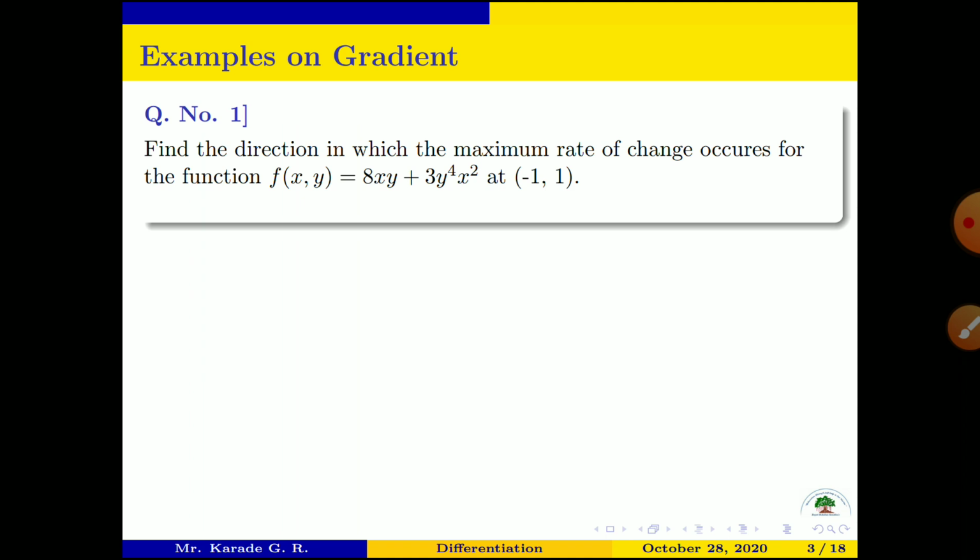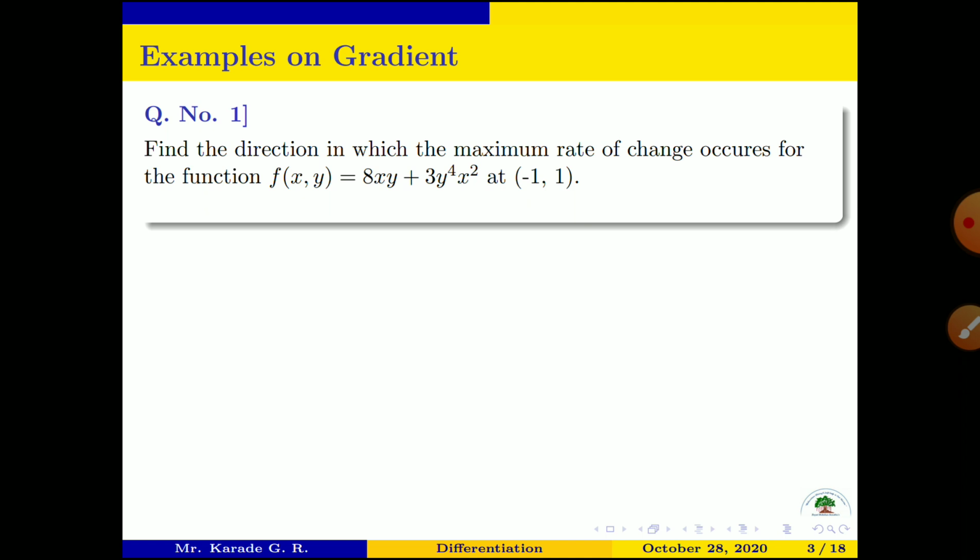So first of all we understand what the problem is. What we have to find? We have to find the direction in which the maximum rate of change occurs for the function. So that direction is nothing but the gradient of that scalar valued function at a given point. Okay, so in this problem we just have to find the gradient of function f at the given point. That is our direction.